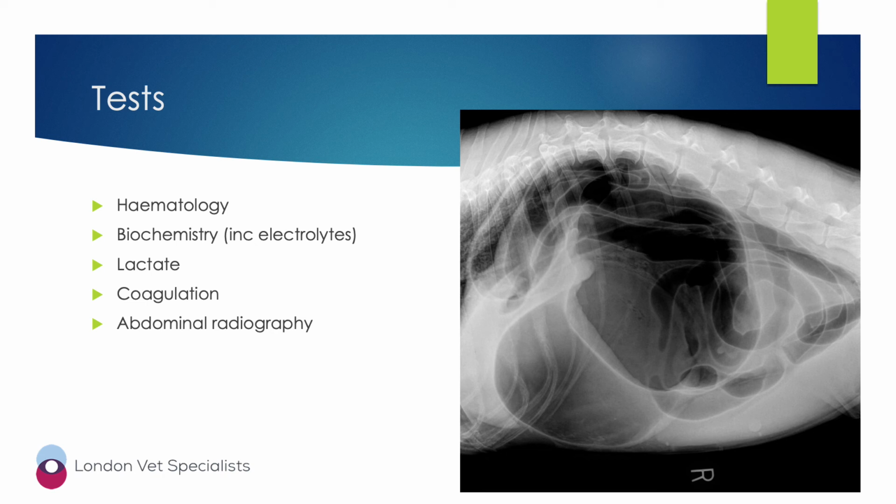Lactate can give a guide as to the prognosis of the surgery. If there is significant necrosis of the intestine, then lactate is likely to increase. Again, you may want to check the coagulation times, but I'd say that's maybe a little bit less important in the GDV case compared to the previous ones we discussed.